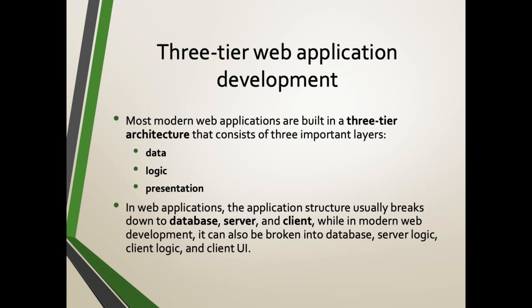Most modern web applications are built in a 3-tier architecture that consists of 3 important layers: data, logic, and presentation. This is true even sometimes in just front-end applications where you have things that are responsible for fetching data, and you have things that are responsible for displaying that data. So that's kind of what those are split into. In web applications, the application structure usually breaks down into database, server, and client. While in modern web development, it can also be broken into database, server logic, and client UI.